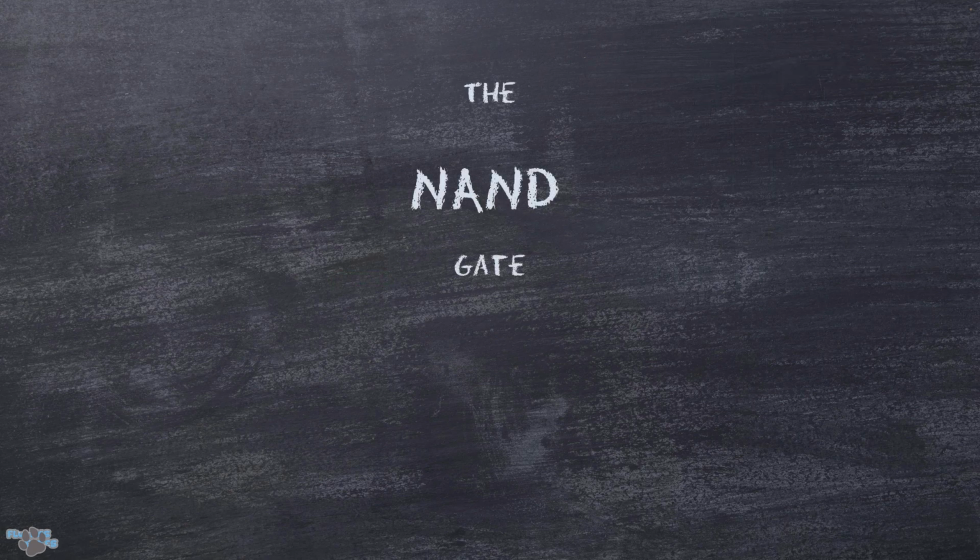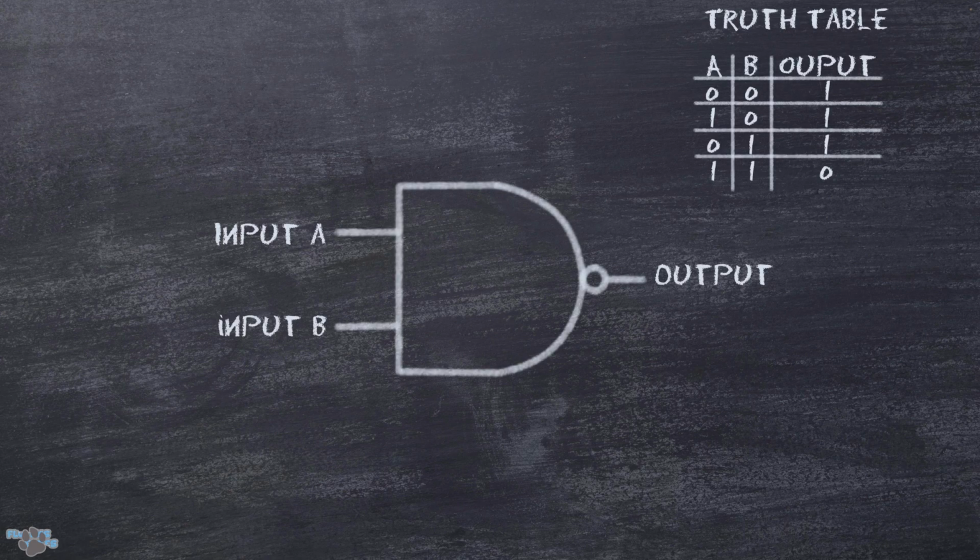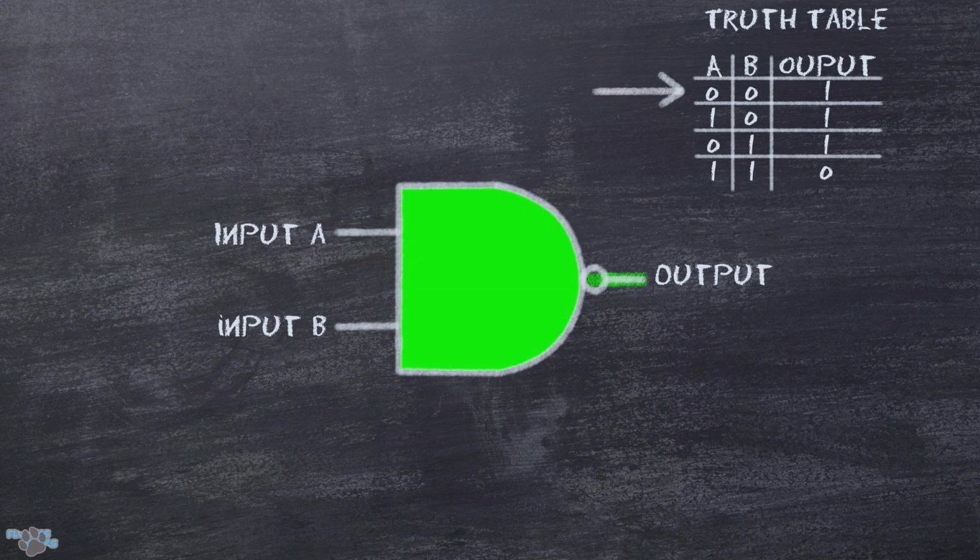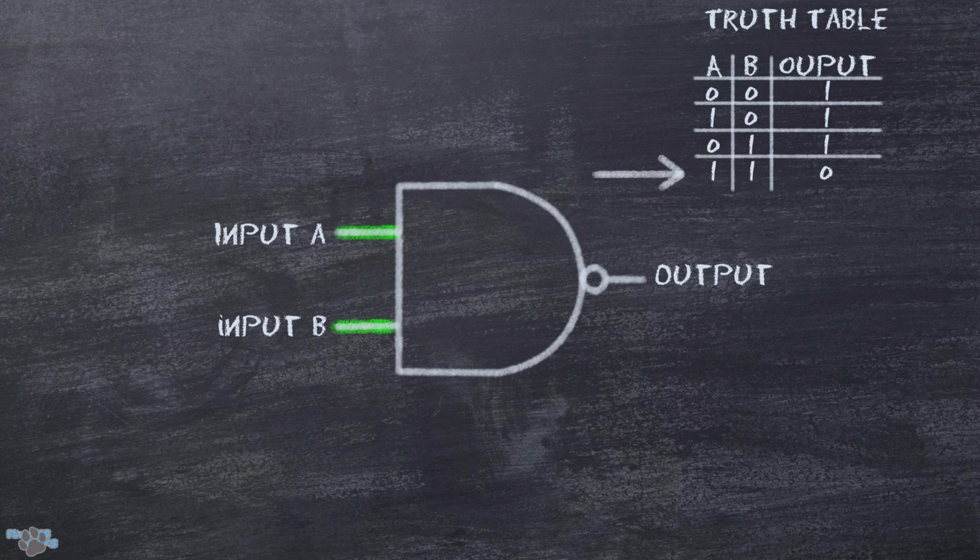First up, we have the NAND gate. The NAND gate, or NOT AND gate, functions similarly to the AND gate, though the output is only in an off state when all inputs are in an on state. Let's go through it. As shown by the truth table, when both input A and input B are off, we have an output. Now, when just input A is on and input B is off, we still have an output. The same happens when input A is off and input B is on. But when both input A and input B are on, we have no output.